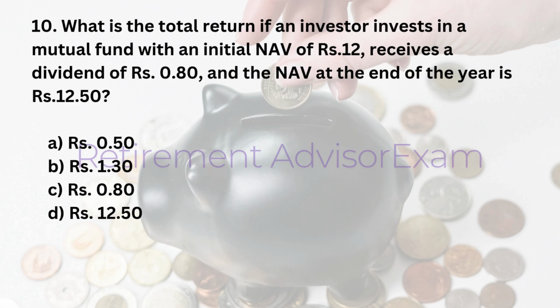10. What is the total return if an investor invests in a mutual fund with an initial NAV of 12 rupees, receives a dividend of 0.80 rupees, and the NAV at the end of the year is 12.50 rupees? A. 0.50 rupees. B. 1.30 rupees. C. 0.80 rupees. D. 12.50 rupees. Answer: B. 1.30 rupees.